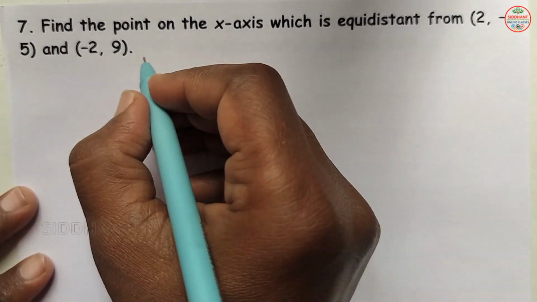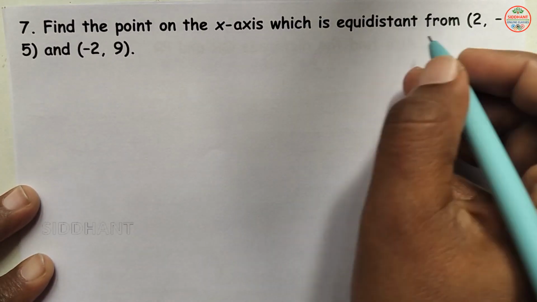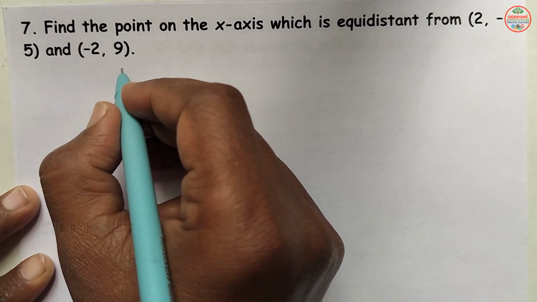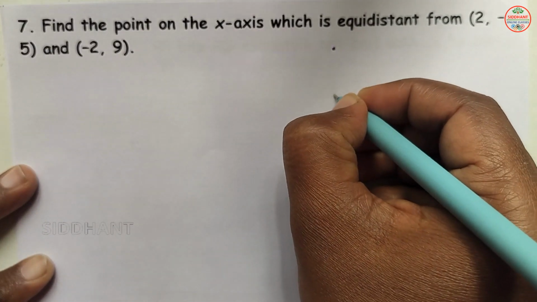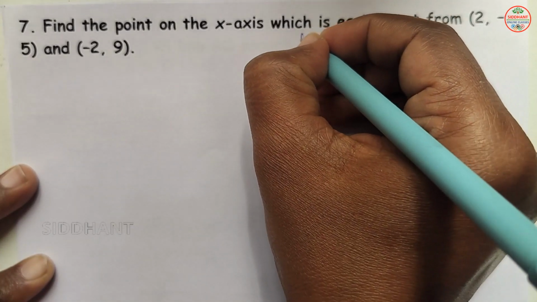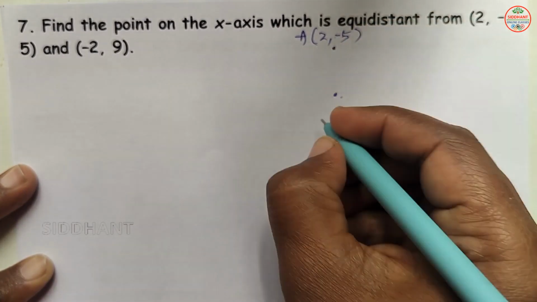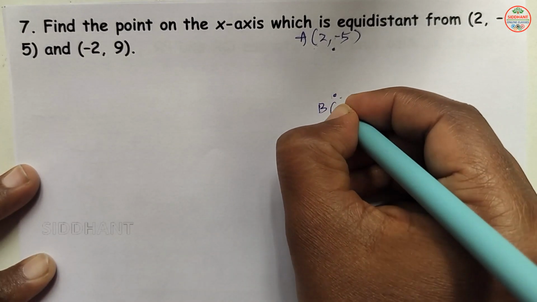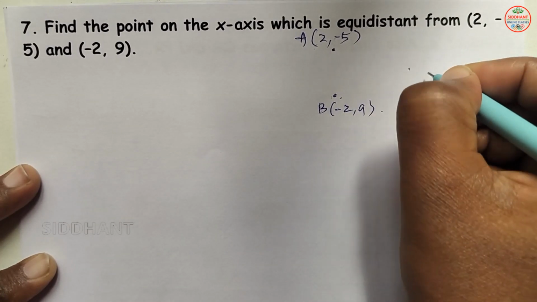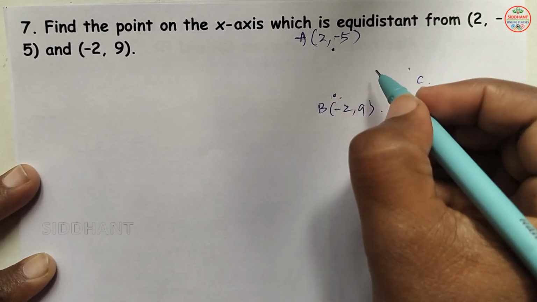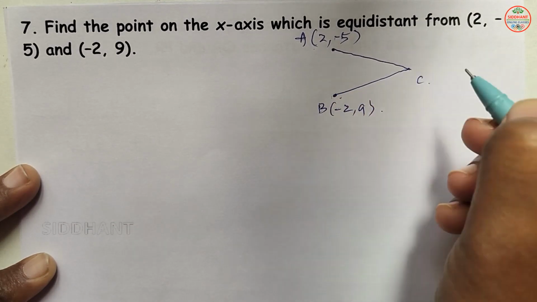Question number 7. Find the point on the x-axis which is equidistant from (2, -5) and (-2, 9). So 2 points have been given. Let it be A, which is (2, -5), and B, which is (-2, 9). There is another point C, equidistant. That means AC is equal to BC.